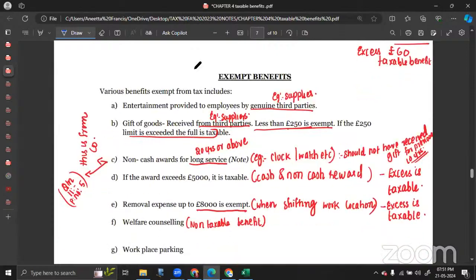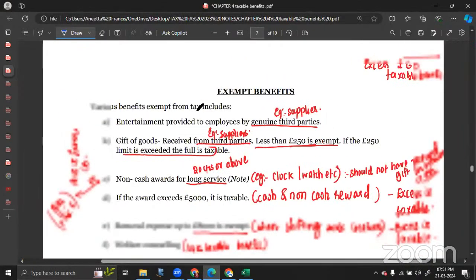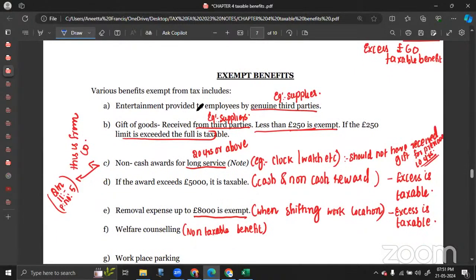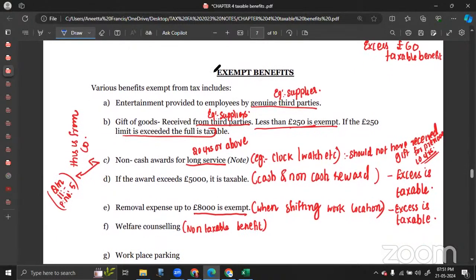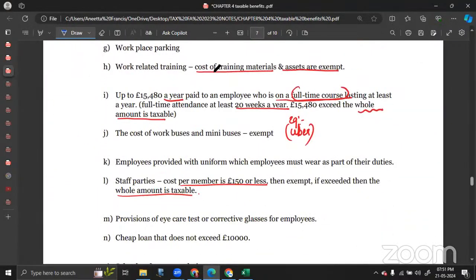And there is a list of all the exempt benefits. I'll just scroll down very slow. If you want, you can take a screenshot of this as well. So exempt benefits means these are the benefits that you receive from your employer for which you don't have to pay tax.